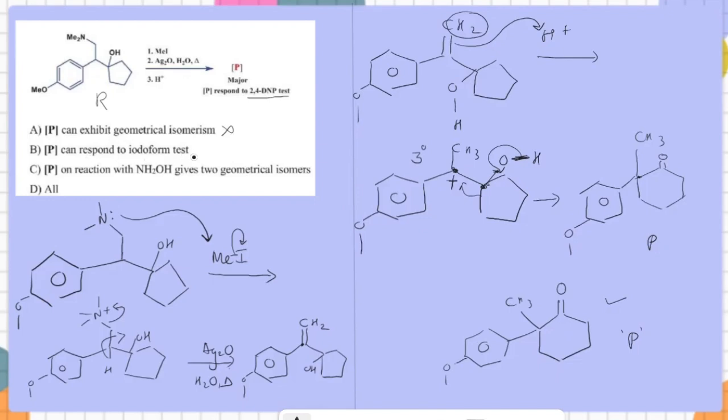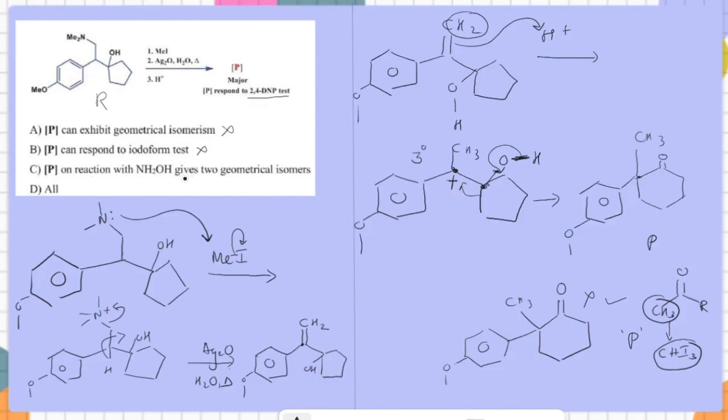Can it respond to the iodoform test? The iodoform test is possible when it is a ketone and there has to be a methyl, at least one methyl group should be there, and when it is treated with iodine and NaOH, it will form iodoform. A yellow precipitate will be formed. Does it happen for this molecule? No, because we don't have any methyl ketone. So this statement is also wrong.